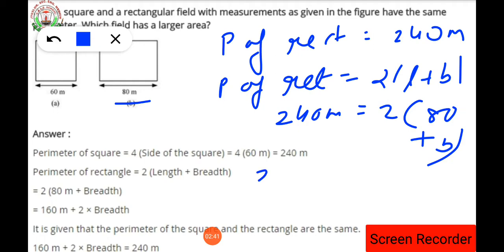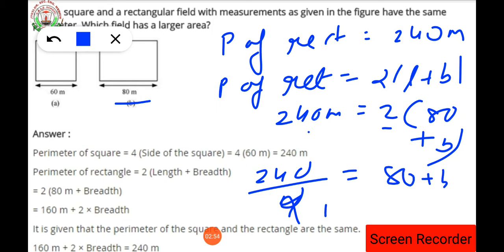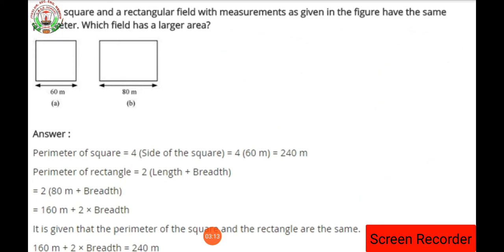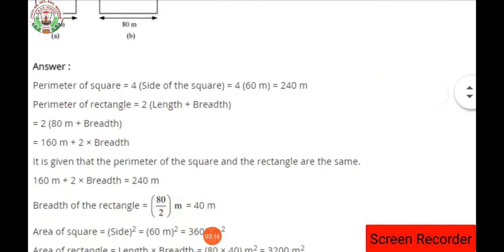So 240, this 2 will come into the denominator of 240 and divide it. So it will become 120. Now 80 will be subtracted from 120 in order to get the breadth. So what breadth will we get? 120 minus 80 is 40. Clear? So the breadth we have got over here is 40.